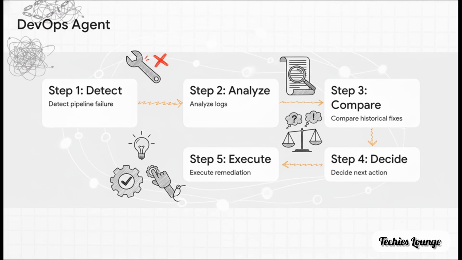Let's make this real. Imagine a DevOps pipeline fails. An LLM might give you a pretty good summary of the error log. Helpful, but yeah. An LRM follows a logical process. It detects the failure, it analyzes the logs, it compares the problem to things that have happened in the past, it decides on the best fix, and then it actually executes it. That's true reasoning in action, not just matching patterns.